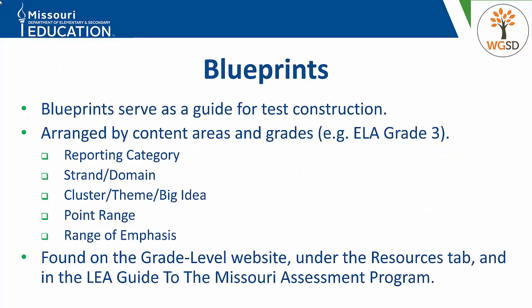Blueprints. Blueprints serve as a guide for test construction, arranged by content areas and grades. For example, ELA Grade 3. You'll see the reporting category, the strand, the domain, the cluster, theme, or big idea, point range, and the range of emphasis. Found on the grade level website under the Resources tab in the LEA Guide to the Missouri Assessment Program.